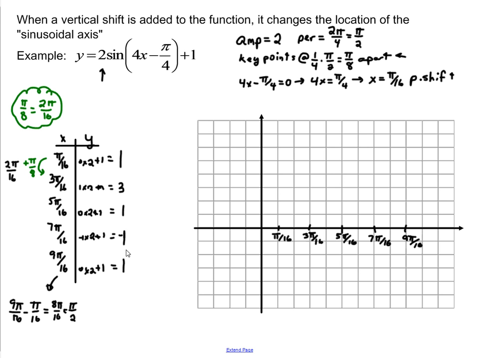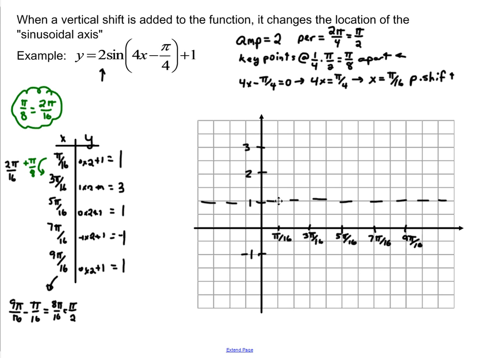So my y values look like I have a center axis at 1, because that's my vertical shift. So I'm going to draw my center axis right here. I always just dash that in lightly. And my key points right here. Here's 2, here's 3, here's 0, here's -1. So that looks like the bottom and the top of my cycle.